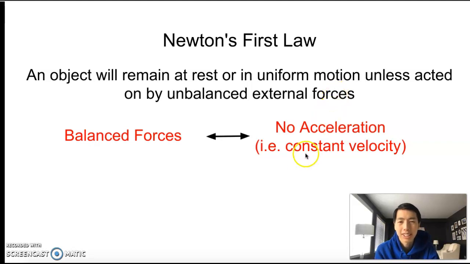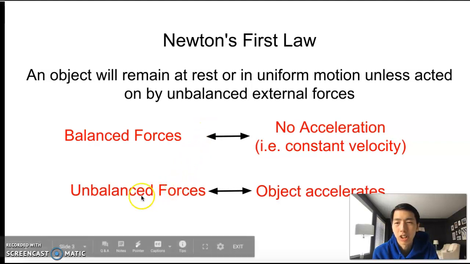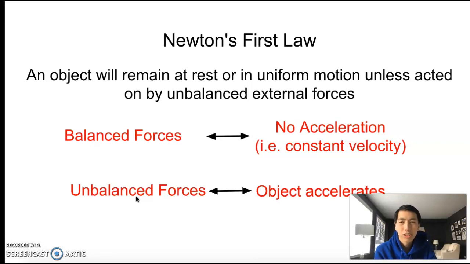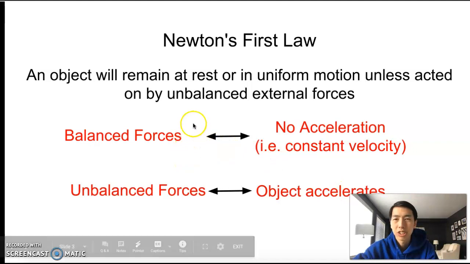If you read a question and it says that the object is moving at constant velocity, then you can know that the forces are balanced. So when you draw your free body diagram, everything's got to balance out. On the flip side, we can also say it like this: if the forces acting on an object are unbalanced, then the object is going to accelerate. So if we have two forces acting on an object in opposite directions, and one of them is bigger than the other, that one's going to win, and it's going to cause the object to accelerate in that direction. So that was Newton's first law.